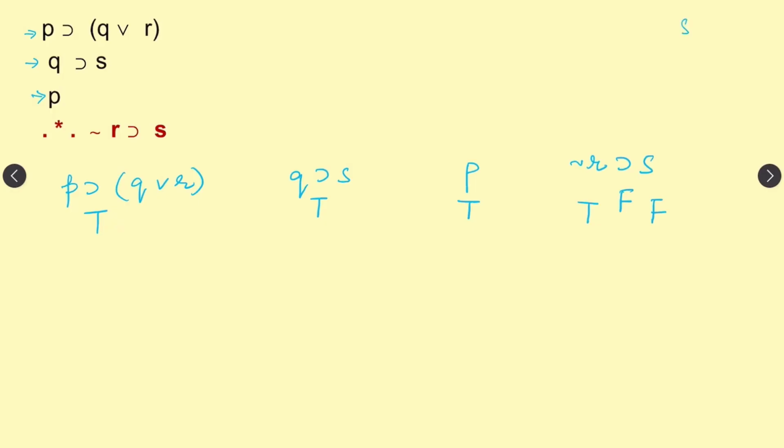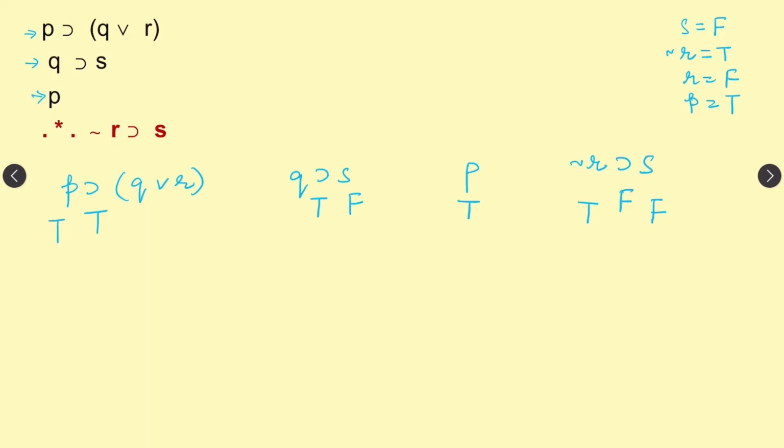Now we have the value of S as false, the value of negation of R as true, so R will be false, and we also have the value of P here, true. So let's assign the value of P, and then we have the value of S as false.